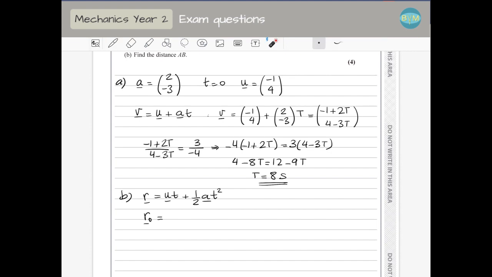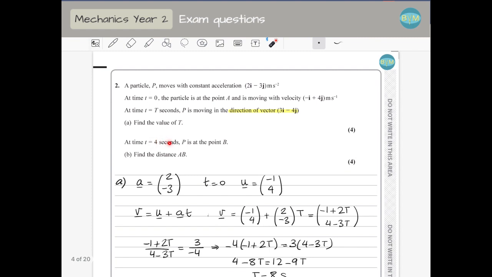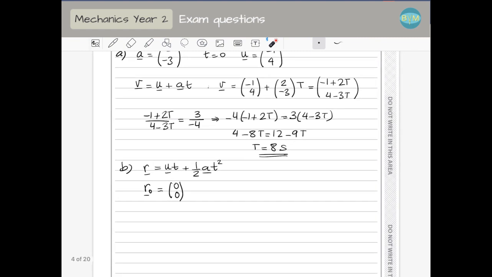So the initial position vector is when t is 0, and when t is 0, this is 0. So my initial position vector is 0, 0. And they don't say anything else. Sometimes they say the initial position vector is this one. If this is different than 0, 0, I will have to add it here. So this is what is giving me the position vector when the particle is at B.